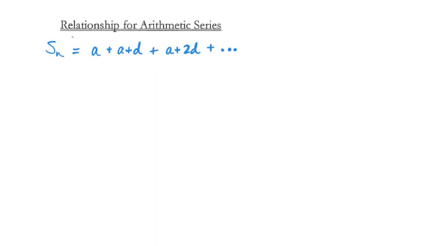So what I'm going to do is I'm just going to write that out. Now that we know what that is, it's a plus (n minus 2)d. So maybe I'll give the second last term in the series, and then the last term in the series, a plus (n minus 1)d. There is my series.